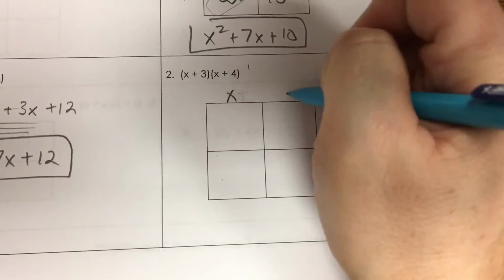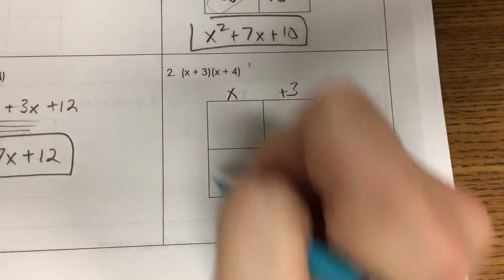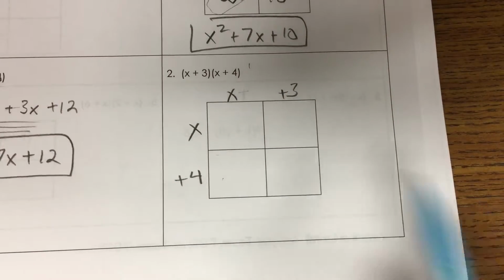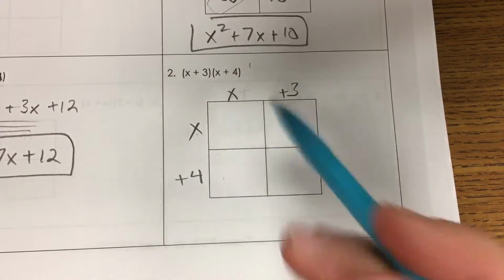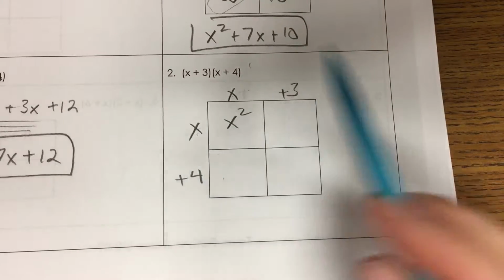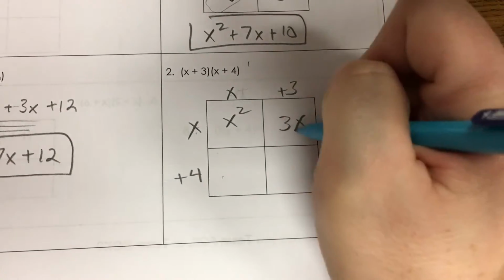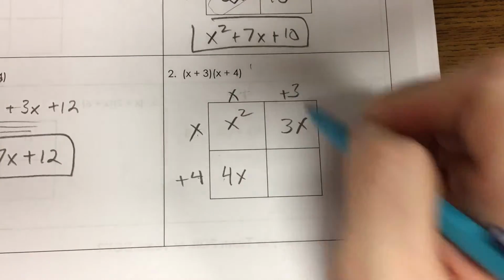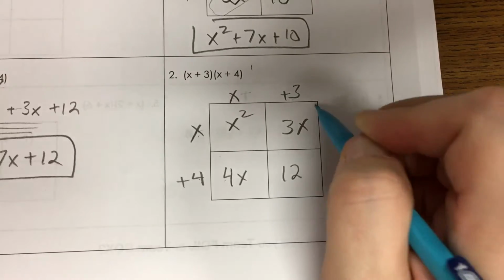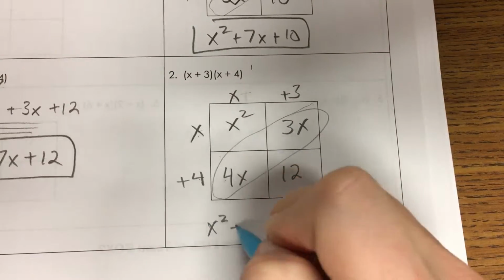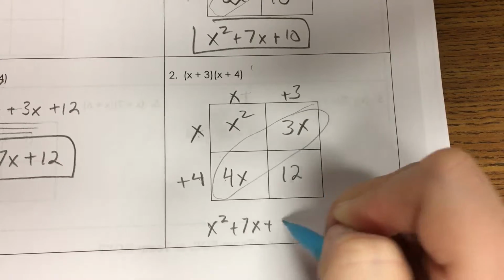All right, so we've got x plus 3, and then we've got x plus 4. And we're just going to multiply. X times x is x squared. X times 3, 4 times x, 4 times 3. Again, I have like terms, so I'm going to say my final answer is x squared plus 7x plus 12.